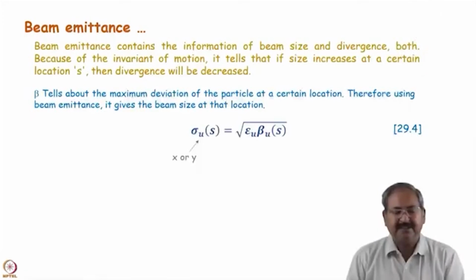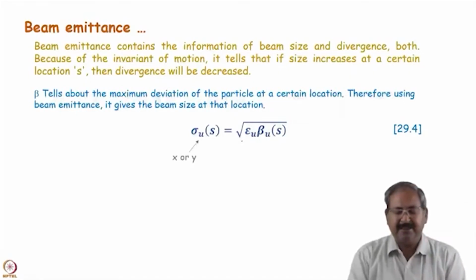Now, as I have said, beam emittance defines the beam size as well as divergence. The maximum amplitude of the outermost particle gives you the beam size. So if we take beam emittance in place of the invariant of motion of a single particle, and the beta function at a certain location, say S is equal to S1, this gives you the beam size.